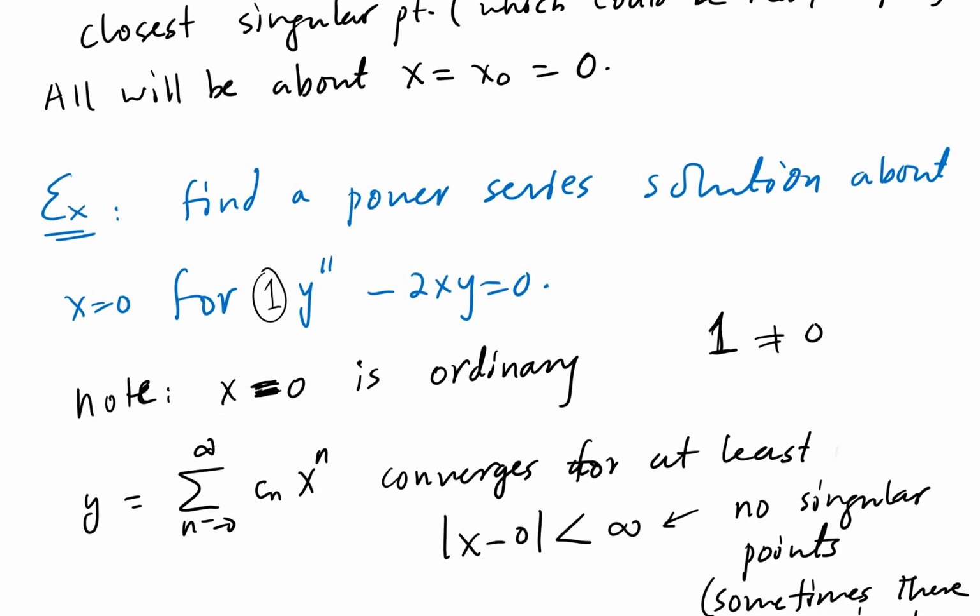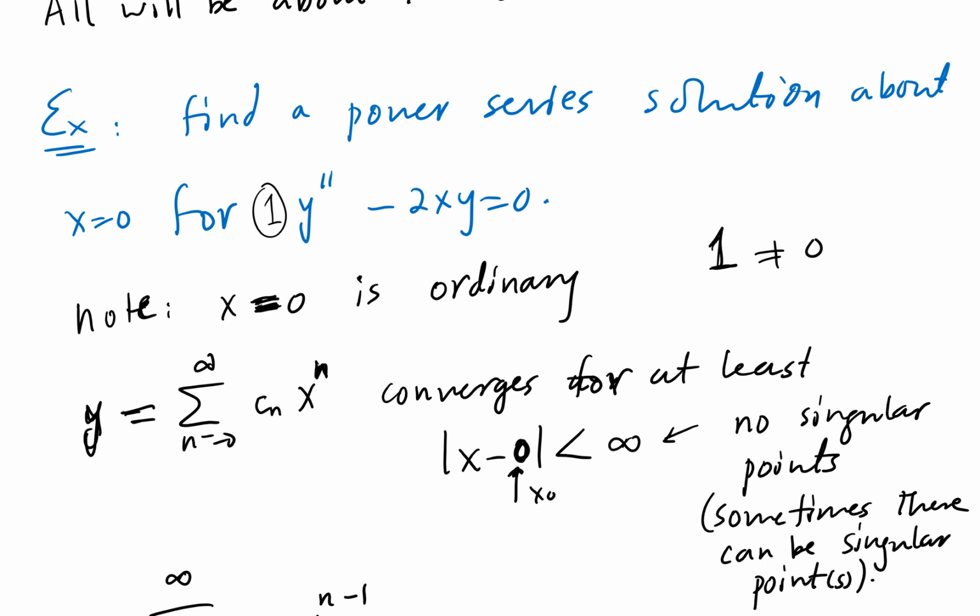So now we are going to write y in the form of a power series around x equals 0, and we say it converges by the theorem at least for |x minus x0|, but remember x0 is 0, less than infinity, because there are no singular points here. The r is the distance from the ordinary point to the closest singular point, but there's no singular point, so it's infinite. But that doesn't mean all of them work this way, so I wrote a note here. Sometimes there can be some singular points.